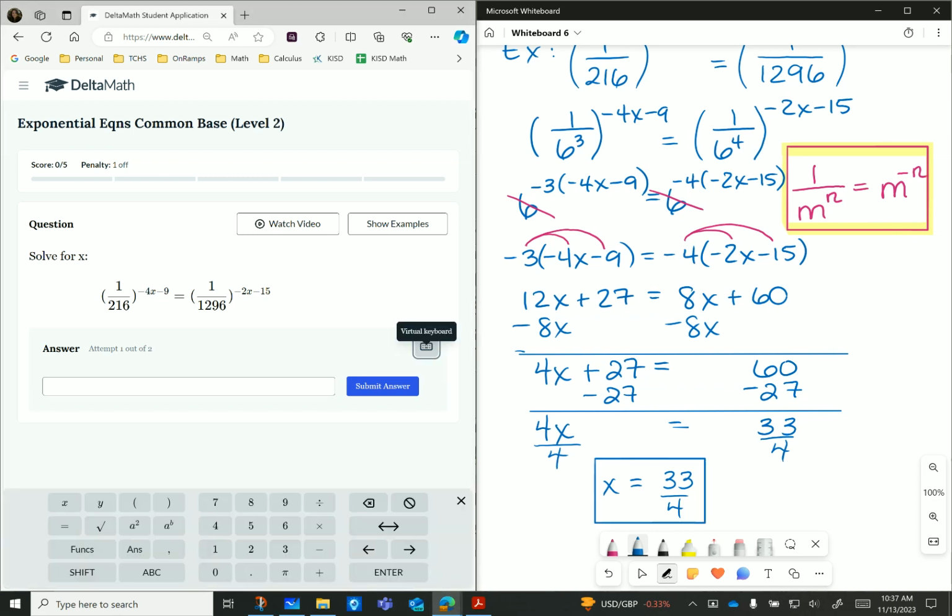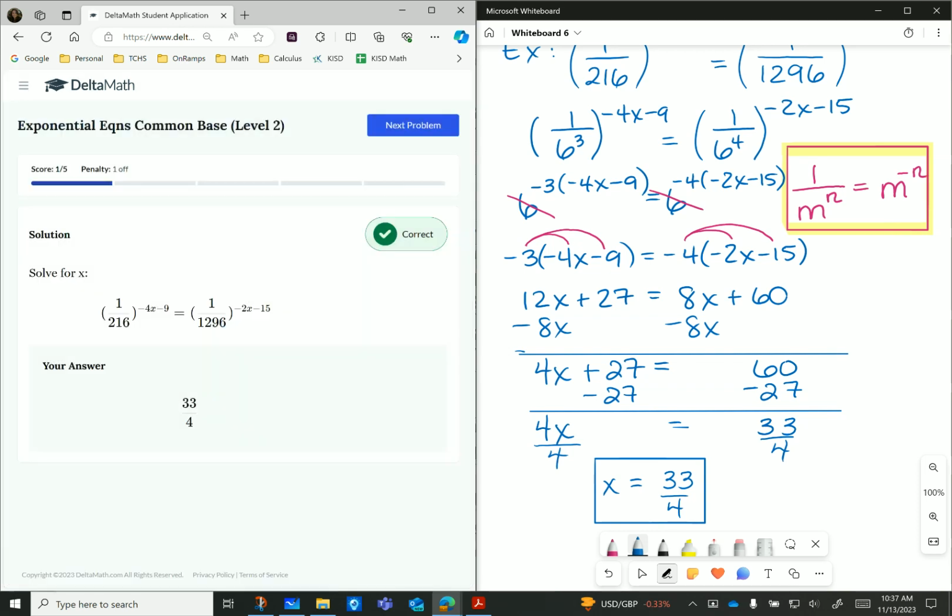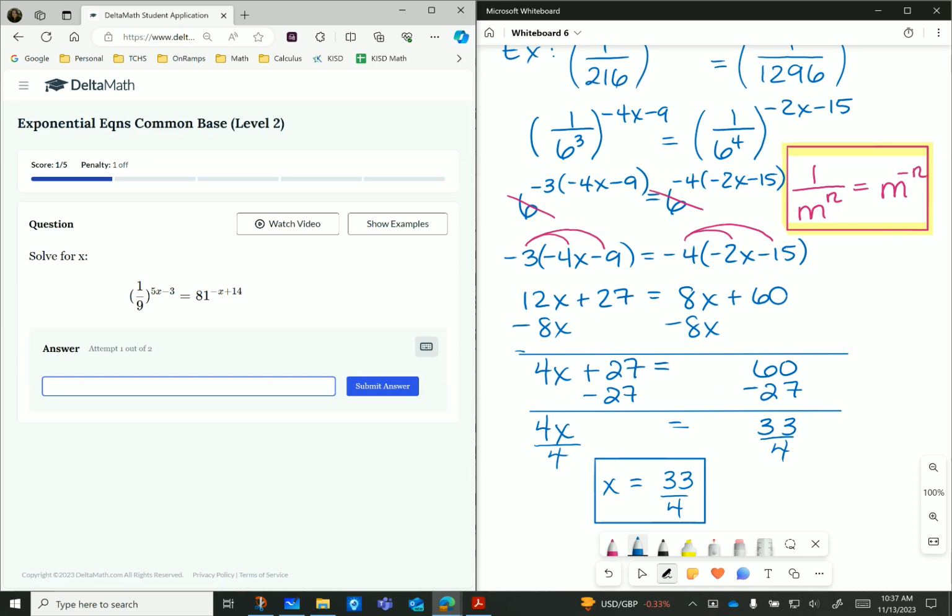So let's see if that worked out correctly. So 33 over 4, we will submit our answer, and lo and behold, we are correct. So ready to do your own problem. Let's move on and challenge yourself to do this one on your own. 1/9 to the 5x minus 3 equals 81 to the negative x plus 14. So again, pause the video, work this one out, and come back to check your answer. This is our last problem.